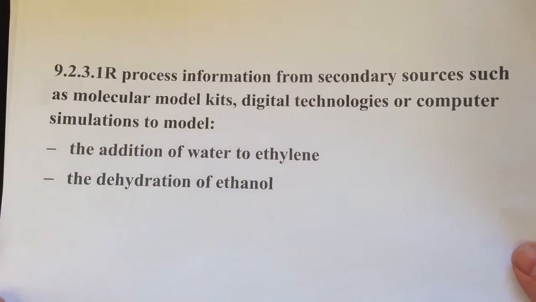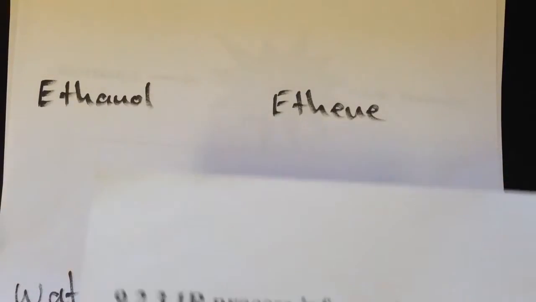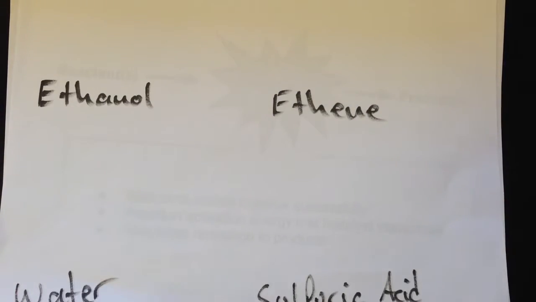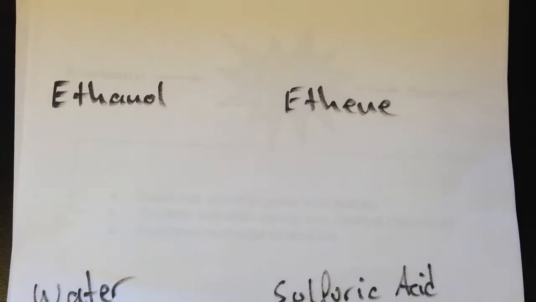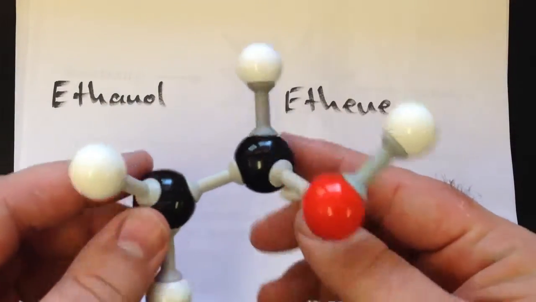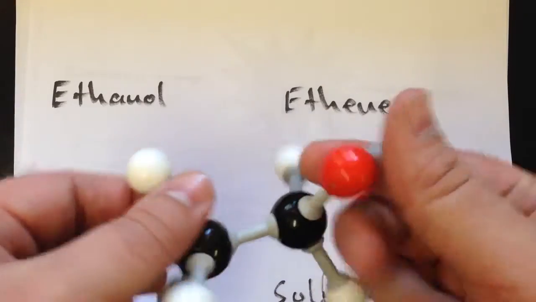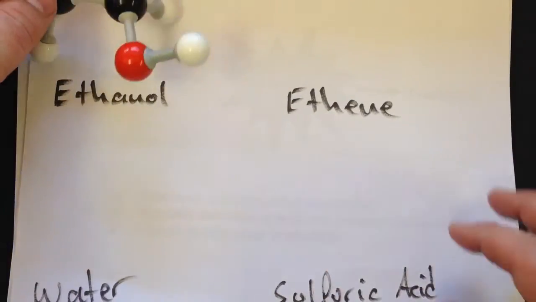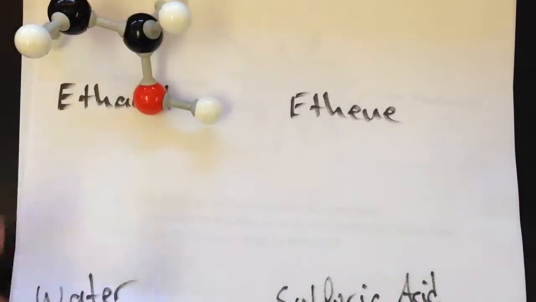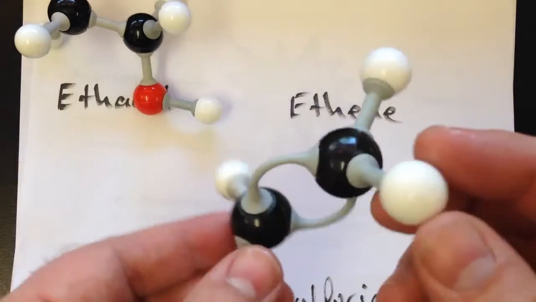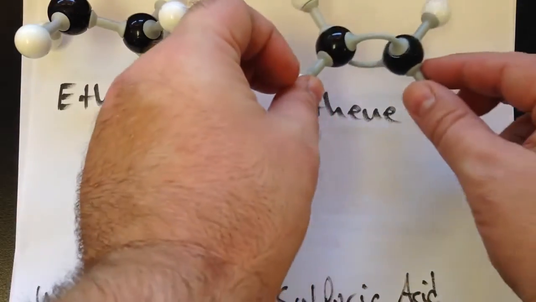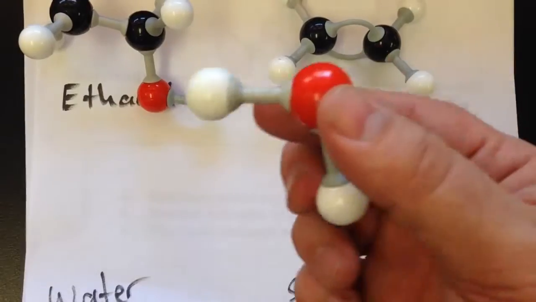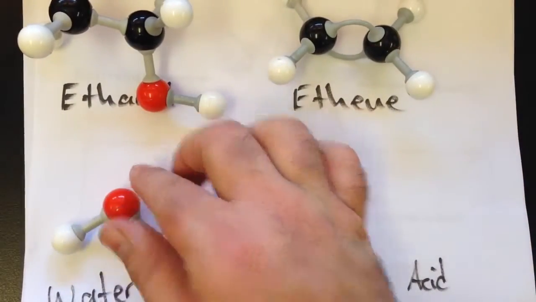So, as we get started, first thing we need to do is look at the players in our model. We have ethanol, as you can see just here. And you've built this before, it's a familiar molecule. Alright, we have ethene, another familiar molecule. You can see the double bond just there. We built that one before as well. And you have water, we certainly know that one.